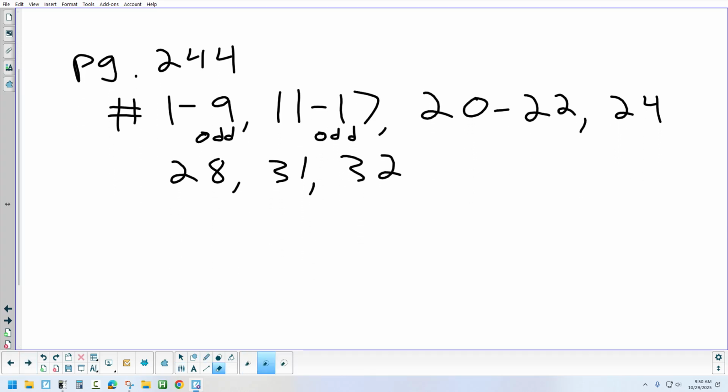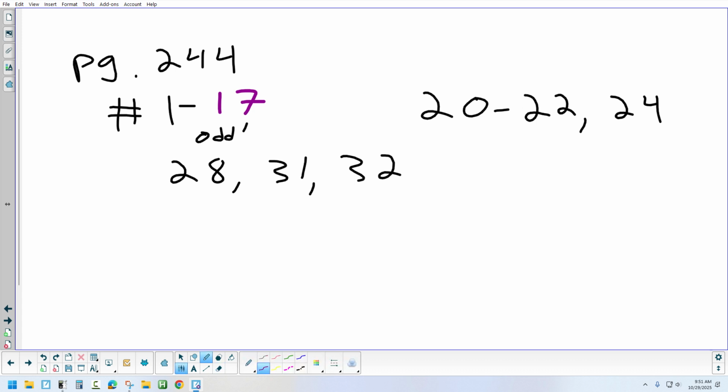All right, so homework, I can change that just to, okay, so it's 1 through 17 odd, and then seven other questions. 20 to 22, 24, 28, 31, and 32.